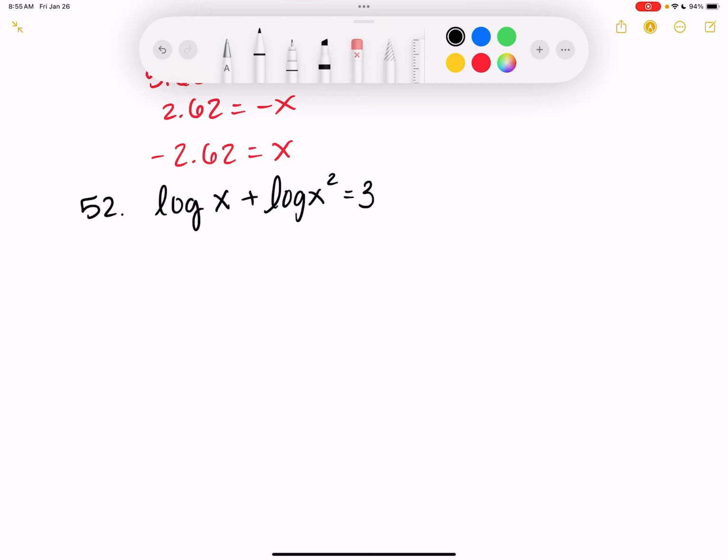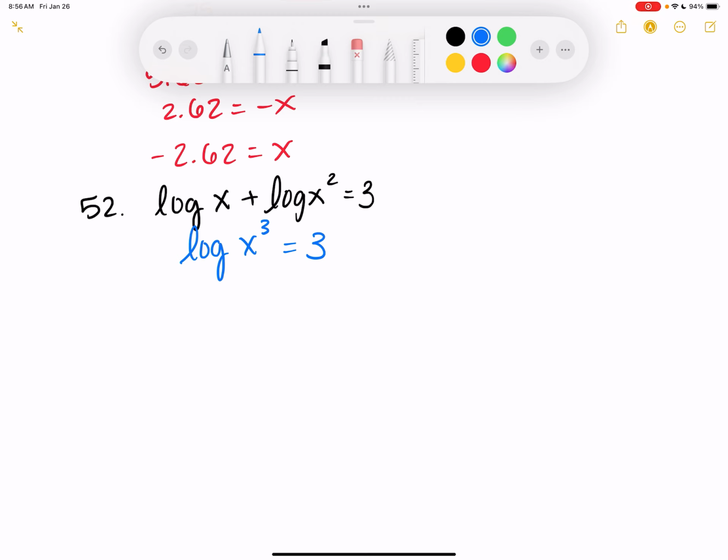Log x cubed equals 3. Why did you do that? You're right, but why did you do that? Because you only have one log, right? Yep, so I needed to get one log. They're the same base, so I combined them, meaning they were being added, so I can multiply what's inside. So this becomes log of x cubed equals 3.